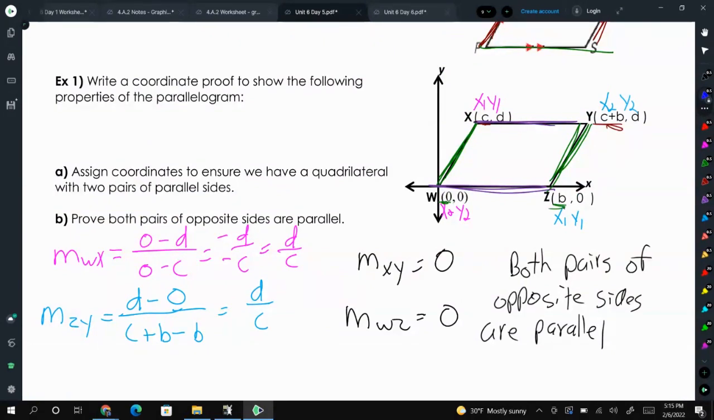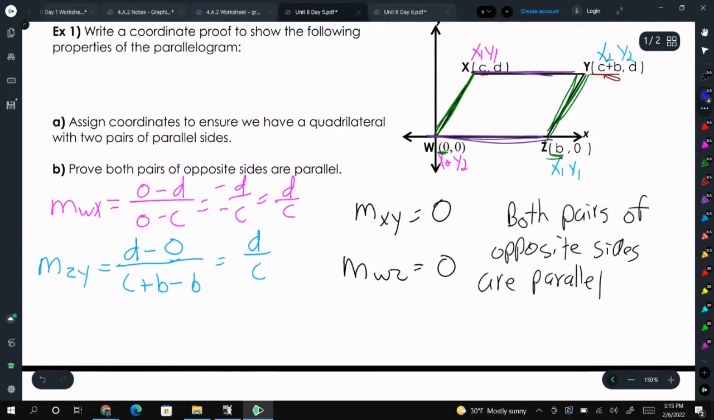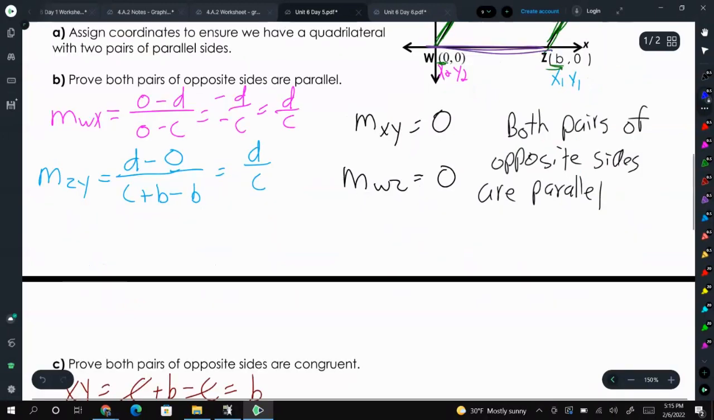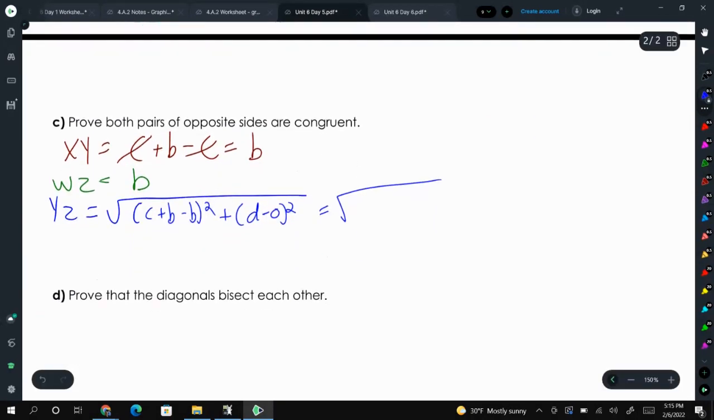And we already have it labeled x1, y1, x2, y2 from doing the slope. So x2 minus x1, so C plus B minus B, squared, plus D minus 0, squared. Again, I'm using the distance formula between Y and Z. And this is going to equal C plus B minus B. Is this going to be C? So we have C squared plus D squared. And we can't simplify that any further.